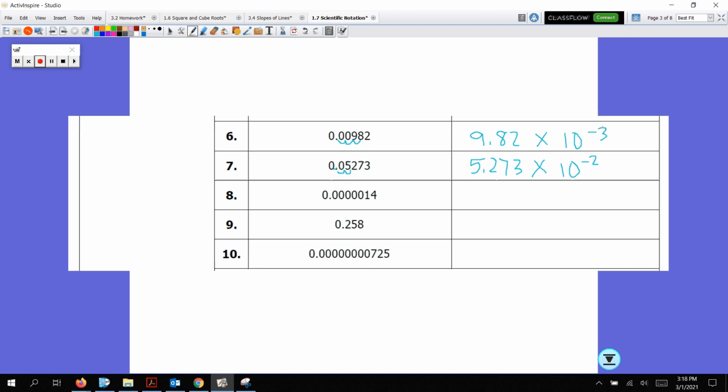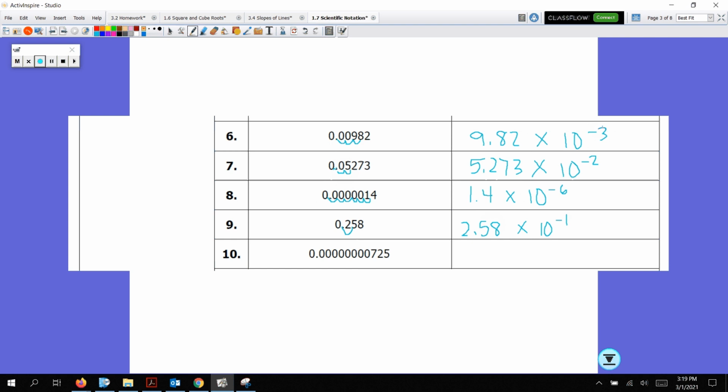All right, number 8. There's my decimal. I need to make this number bigger than 1 and smaller than 10. So 1, 2, 3, 4, 5, 6. I had to move it 6 times. 1.4 times 10 to the negative 6. Beautiful. All right, number 9. Here's my decimal. I need to move it only 1 place. That's okay. This is scientific notation. So now my number is 2.58 times 10 to the negative 1.